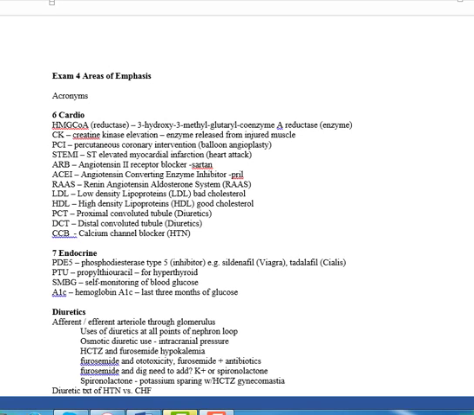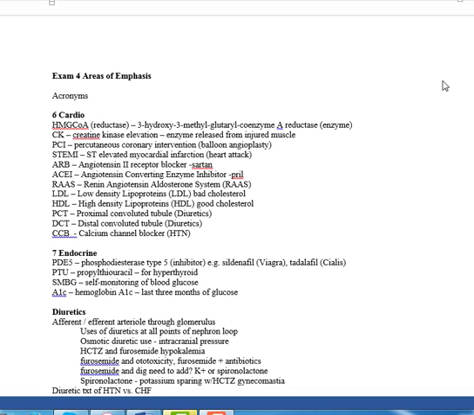Okay, this is the exam review. We are just one exam away from the final, and I wanted to go over the areas of emphasis. The first thing you want to focus on is making sure that you know the acronyms, because in cardio there's a number of them, endocrine a few.